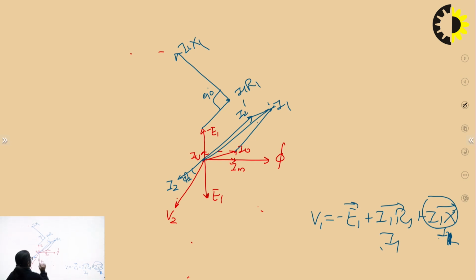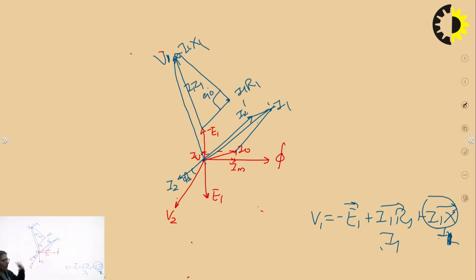Now I may ask, what is this net phasor? This is V1. Now I may say that V1 is equal to minus of E1 plus I1 R1 plus I1 X1. Similarly, what is this phasor now? Obviously, this is I1 Z1, the net drop occurring in the primary side. Fine. So the primary circuit is completed.